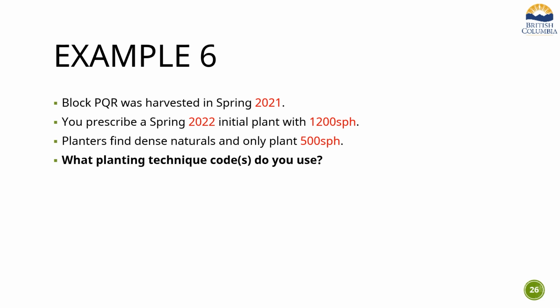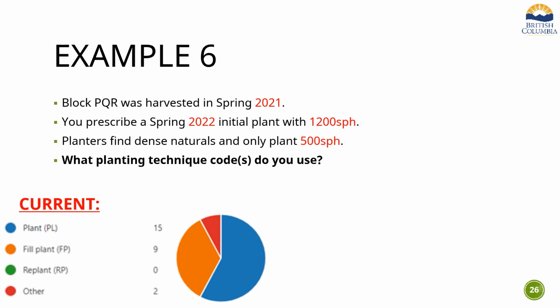When we asked licensees what they'd call this plant, everyone said plant or fill plant, and both are understandable. However, going forward, this will be called a fill plant. It doesn't matter that it was intended for 1,200 stems per hectare. The final planting density was less than 80% of the target stocking standard, so it should be called a fill plant. The outcome is more important than the intent for growth and yield modeling and appraisal. So sometimes you may need to change your coding following planting if unexpected conditions arise.